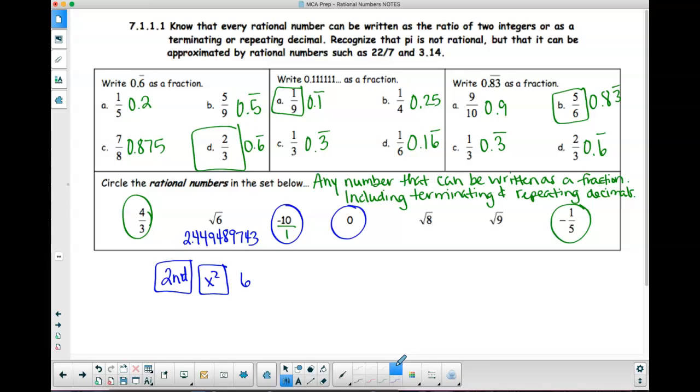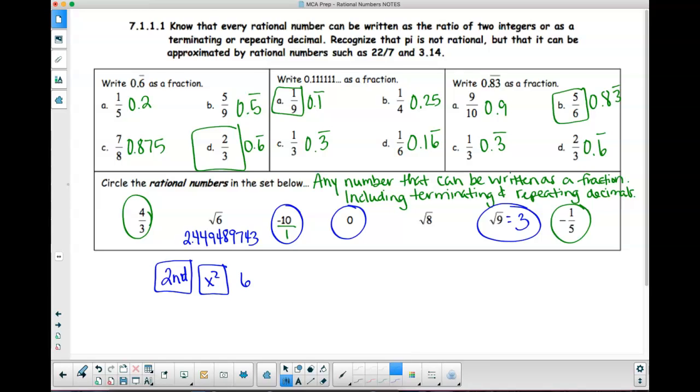Okay. So square root of 8, does that turn out to be a nice number? No, the square root of 8's not. How about the square root of 9? Yes, the square root of 9 is just 3. Can I write 3 as a fraction? Yes. Absolutely, so that is a rational number. Okay, so if they're a big long decimal, it's not rational. If it just is a very nice number, then it's rational. Questions on that piece?